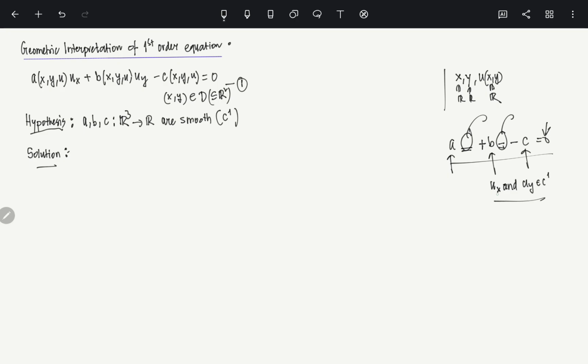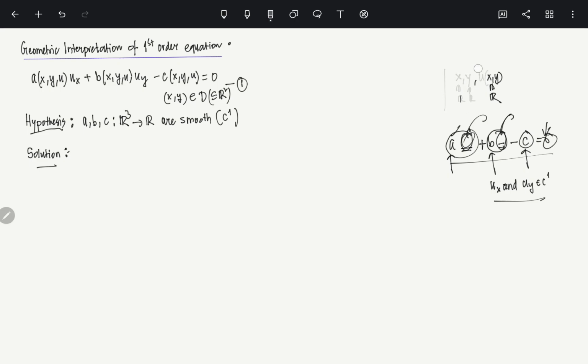You understand what's happening. If ux and uy are continuously differentiable, and a is C1, so the whole thing is C1. Again, uy is C1, b is C1, so the whole thing is C1, and c is given to be C1. So the sum of three C1 functions is going to be C1, which is 0. So it makes perfect sense.